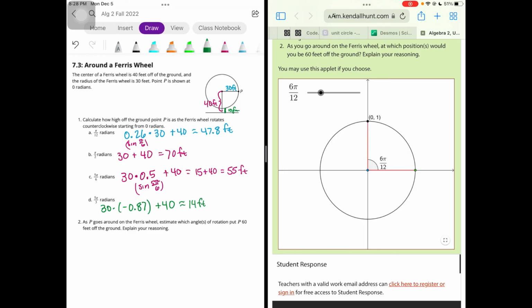We know that, right? So between pi over 2 and 5 pi over 6, because pi over 2 was 70 feet above the ground, and 5 pi over 6 was 55 feet above the ground.